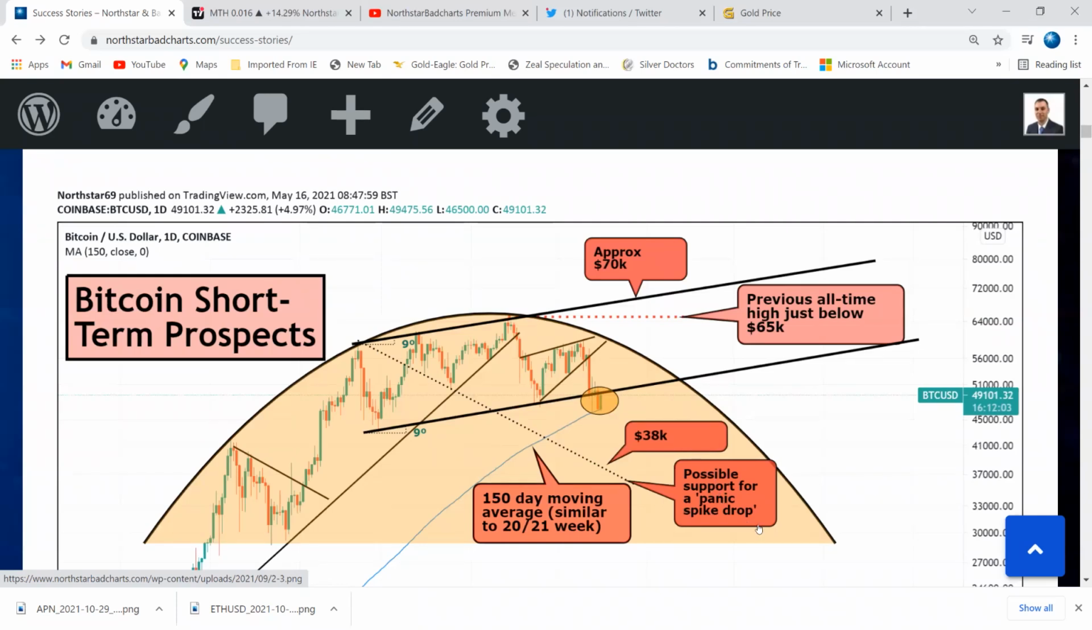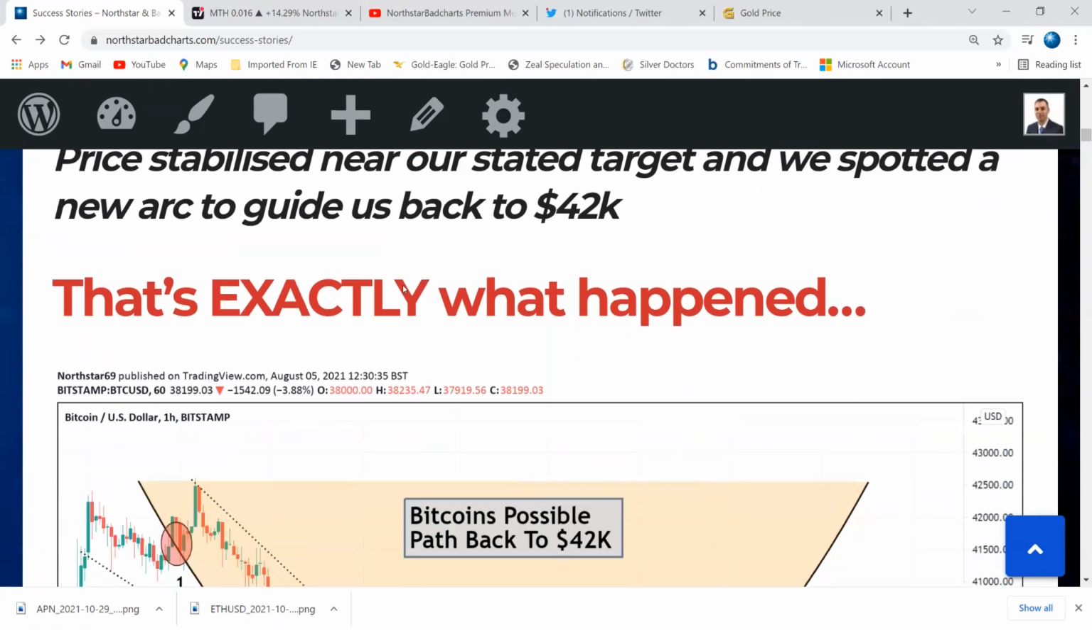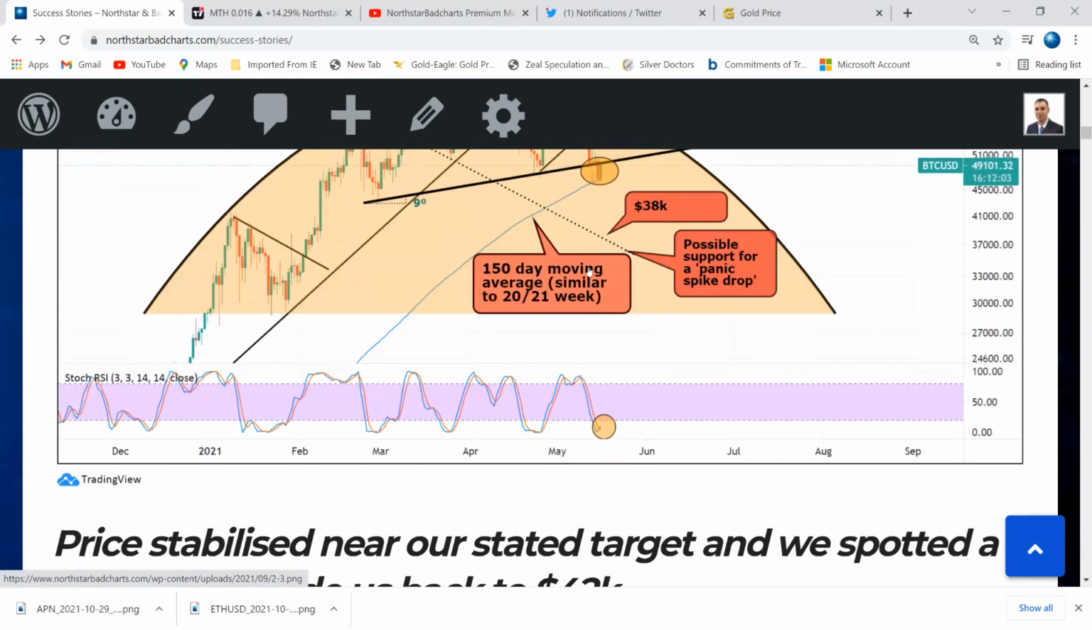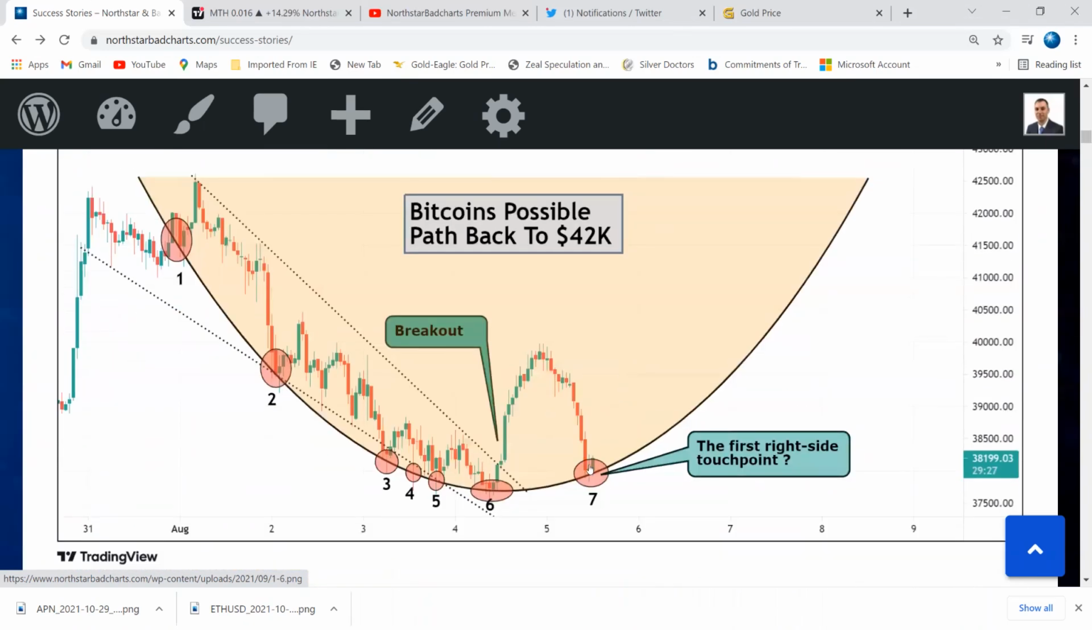We came all the way down to the bottom. We were suggesting that a possible panic spike drop was likely all the way down here. And price stabilized near our stated target. We spotted a new arc to guide us back to 42,000. So the stated target down here around about 38,000 or so. And then you can see what happened next.